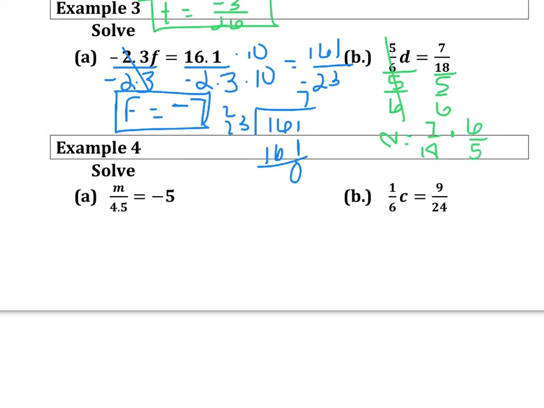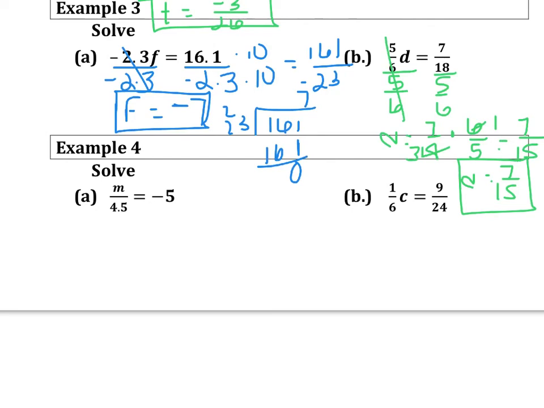6/5. Now in this case there is some cross simplification that can happen because 6 goes into itself once and into 18 3 times. So now if you multiply straight across, you will get 7/15, which is our final answer here. So D equals 7/15.